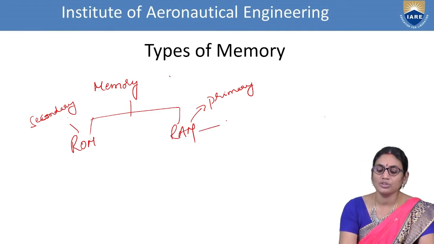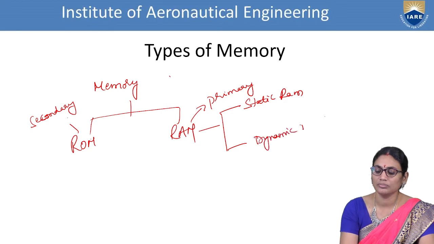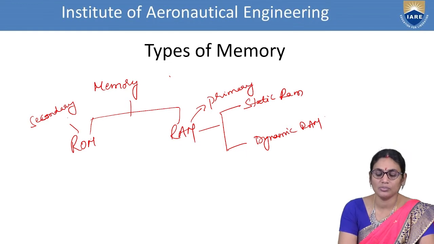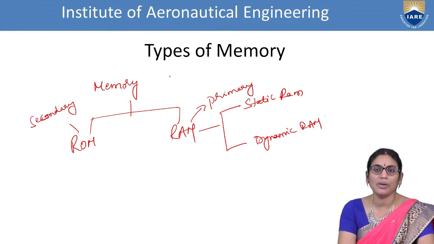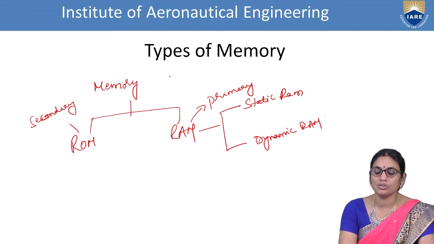Now, when it comes to RAM, we have two classifications again. One is static RAM, and the second one is dynamic RAM. As the name suggests, one holds a small amount of information that will be maintained stable, and the second one is unstable. So these are the two basic classifications of a RAM.